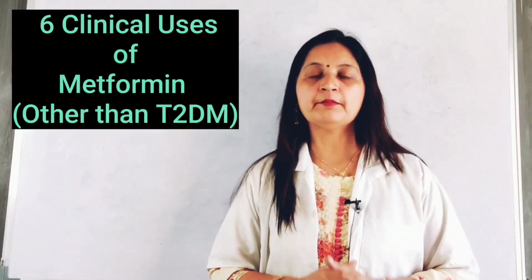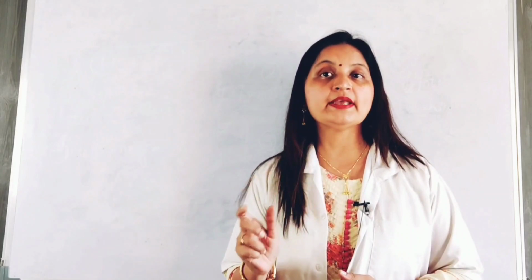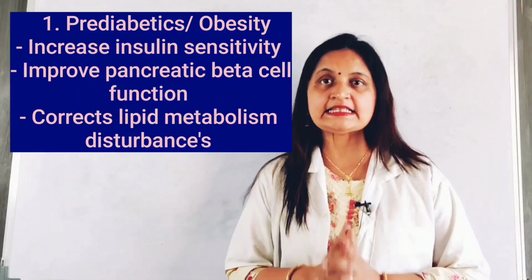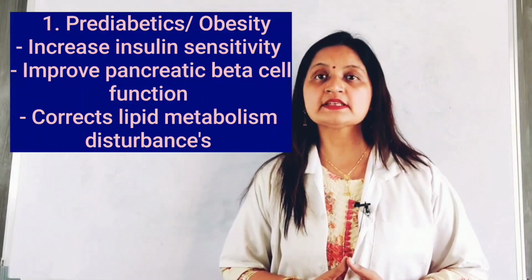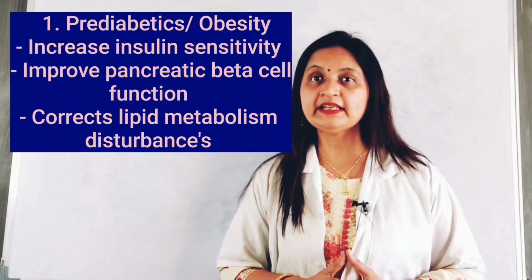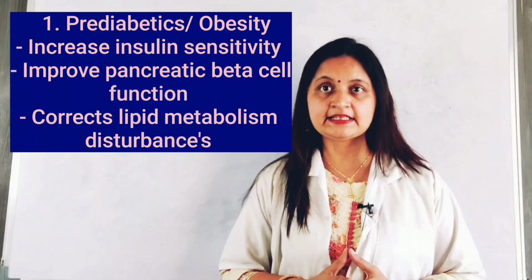So the first one, metformin is commonly used in a pre-diabetic individual and in obesity. As we know that obesity is associated with insulin resistance, and the metabolic consequences of insulin resistance is development of type 2 diabetes mellitus and progression of atherosclerotic cardiovascular diseases.